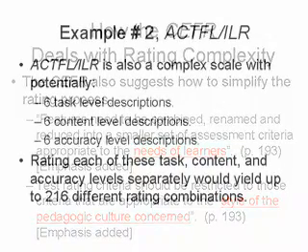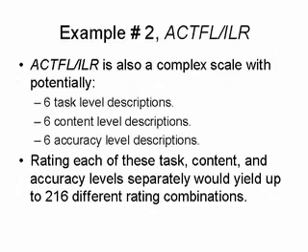There's also complexity, if you think about it, even with the original ILR scale. Right? It goes 0 to 5, which means there's 6 levels. Each of those 6 levels exists for task, for content descriptions, and for accuracy. So if you allowed them to be rated independently, you would have a possibility of 6 times 6 times 6 cells that you could rate people in, or you could get 216 different ratings.